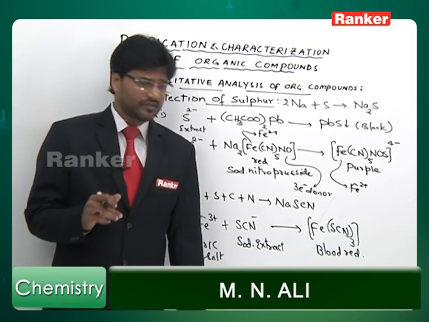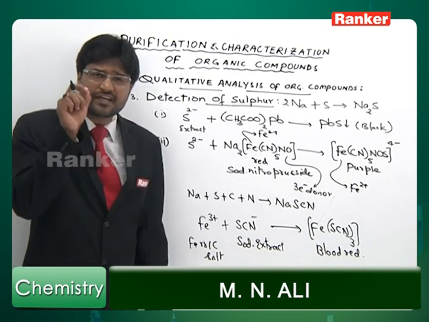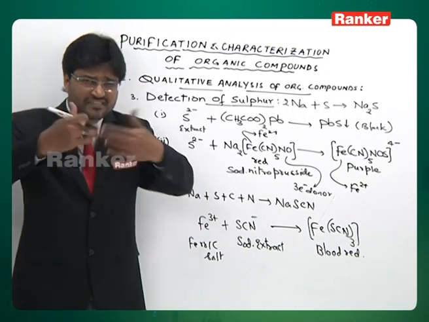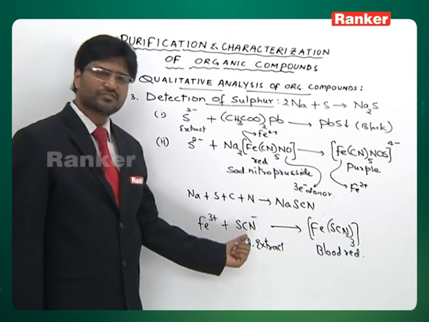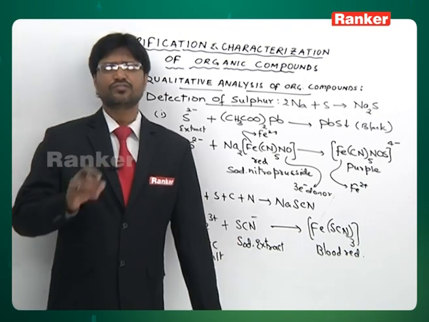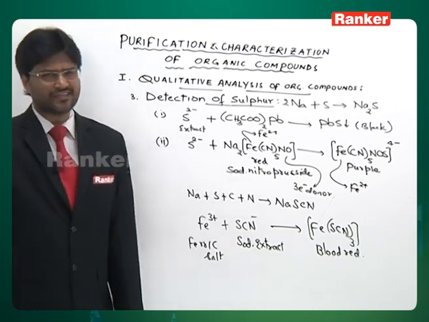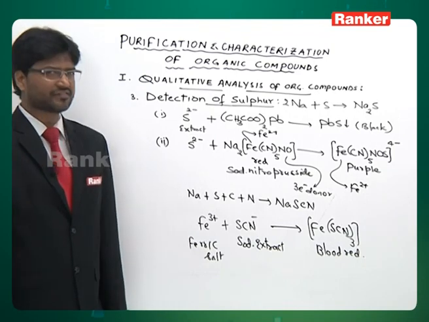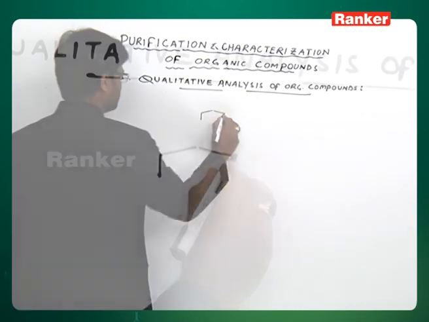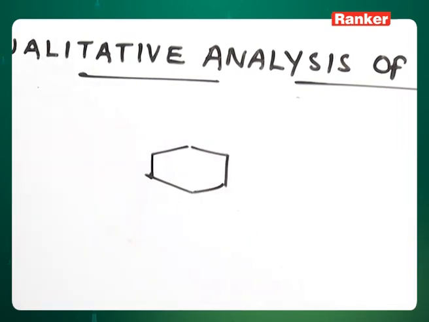But then remember, this happens if you take a limited amount of sodium during fusion. But if you take excess of sodium, you don't get thiocyanate. If you take excess of sodium during fusion, you don't get thiocyanate, you separately get Na2S and NaCN with excess of sodium. Let us try to look at this compound and let us try to answer this question.